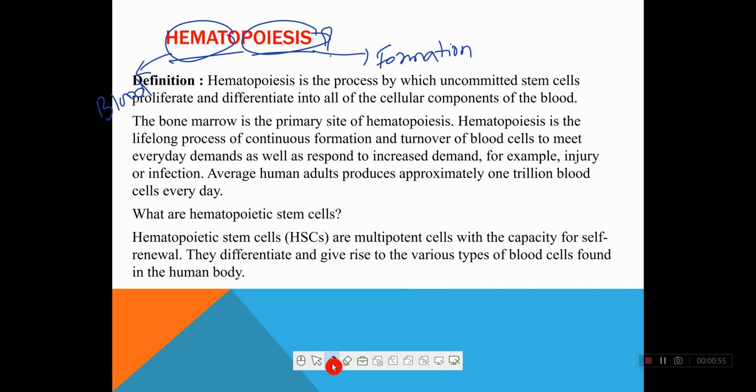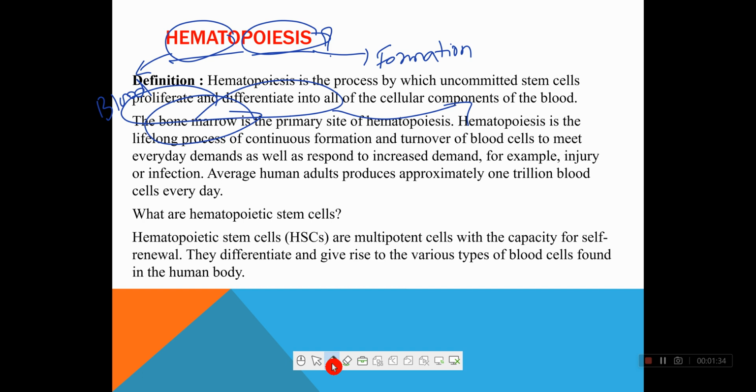body. Talking about hematopoiesis in a more detailed way, we can say that hematopoiesis is the process in which the cells of the blood, the immature cells of the blood, proliferate and differentiate into all of the cellular components of the blood. So we know that in an average adult, the organ which is responsible for the formation of blood is the bone marrow. It is the primary site which helps in the process of formation of blood cells.